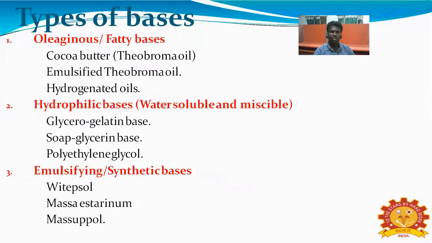Types of bases. Oleaginous or fatty bases: cocoa butter, theobroma oil, emulsified theobroma oil, and hydrogenated oils. Hydrophilic bases, water soluble and miscible: glycerol-gelatin base, soap glycerin base, and polyethylene glycols. Emulsifying and synthetic bases: witepsol, massa estarinum, massupol.